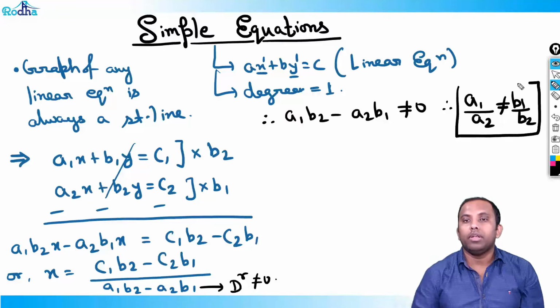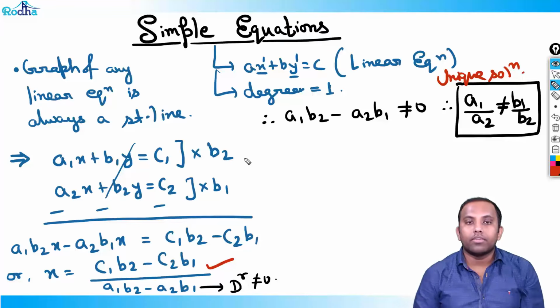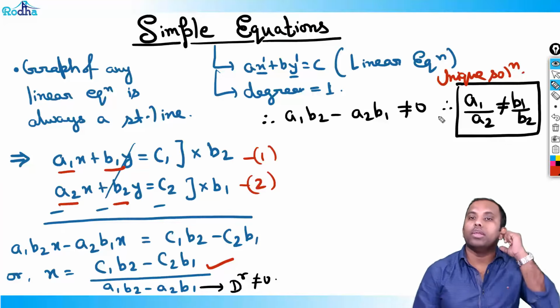Very important point. This is the condition, because if you solve like this, we'll get one value of x, and by putting this value of x in the equation, we'll get one value of y. This is the condition for unique solution. I'll get a unique solution only when, in two equations, equation 1 and equation 2, a1 by a2 is not equal to b1 by b2.